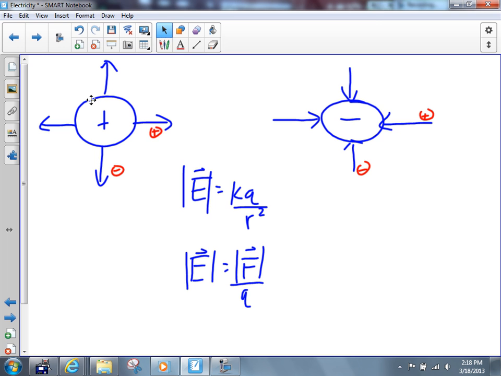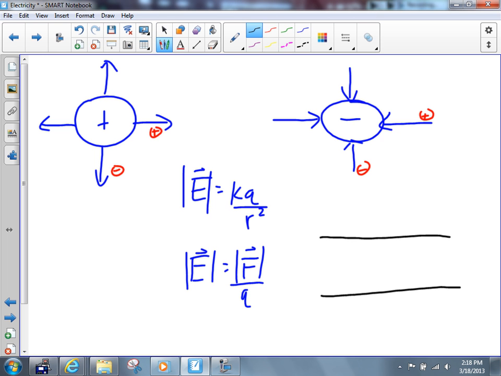We're going to introduce a third field now. The third field is the field that exists between two charged parallel plates. We talked about this on Friday. Let's make the top plate positive, and we'll make the bottom plate negative. The electric field within this situation goes from positive to negative. And these field lines, you'll notice, are parallel to each other. That tells us that this field is a uniform electric field.